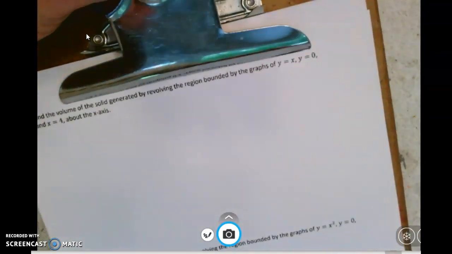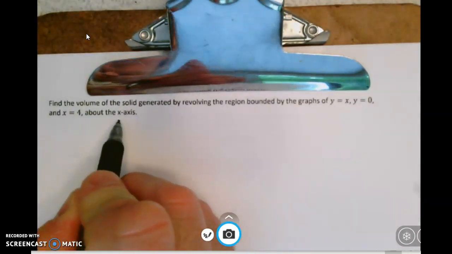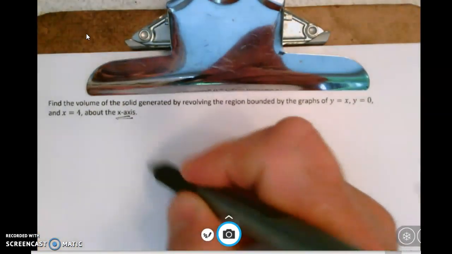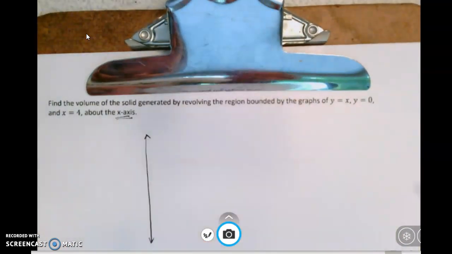Let's assume we're not going to have a calculator available to us. Okay, so we're going to have some idea what these graphs look like. Find the volume of the solid generated by revolving the region bounded by the graph y equals x, y equals 0, and x equals 4 about the x-axis. Like I said, we're going to be doing all of these about the x-axis. So, just draw a quick little xy axis.